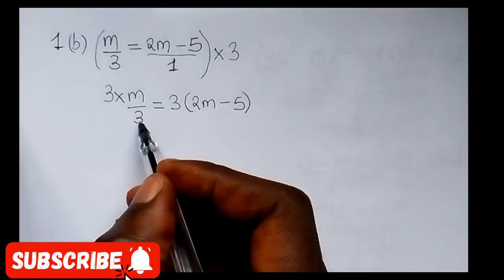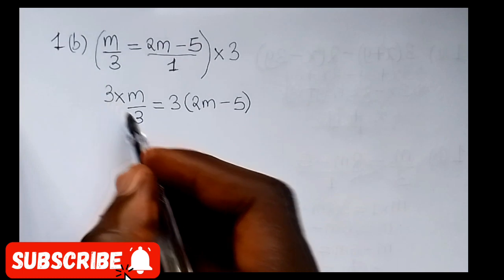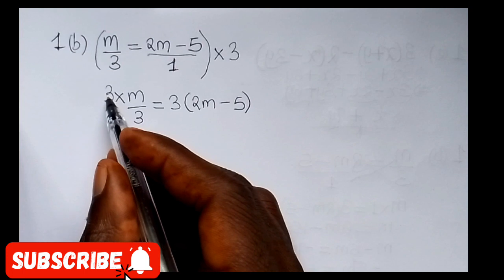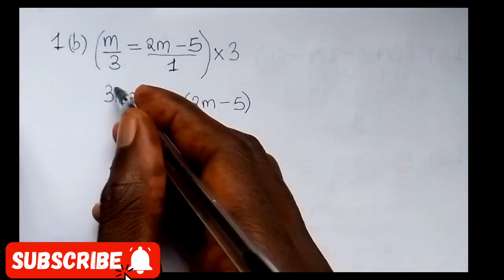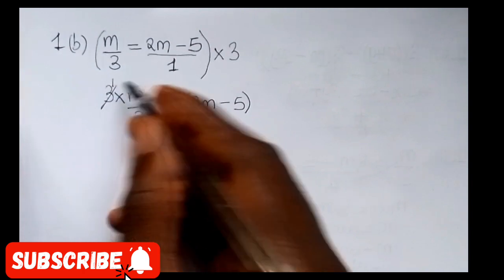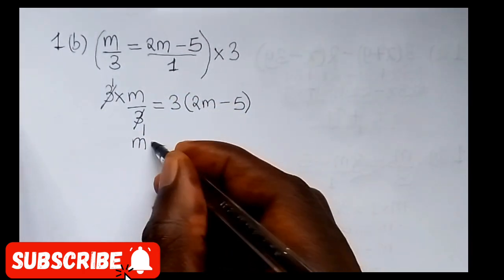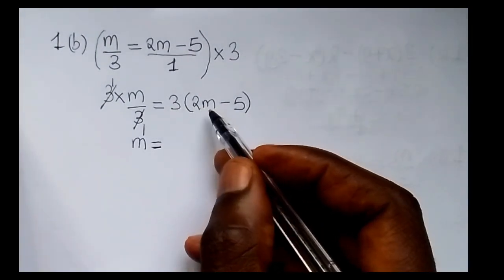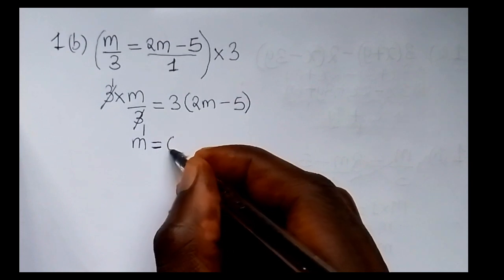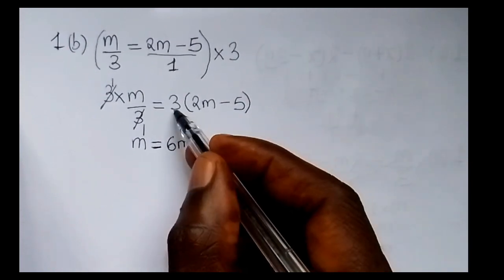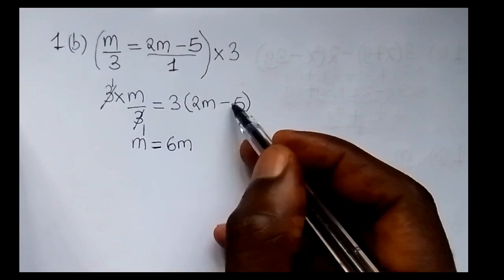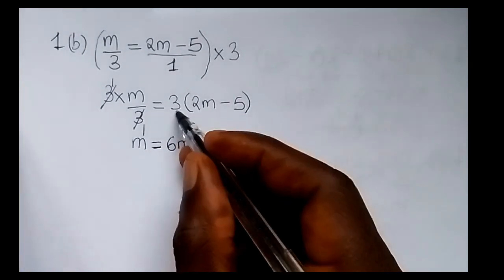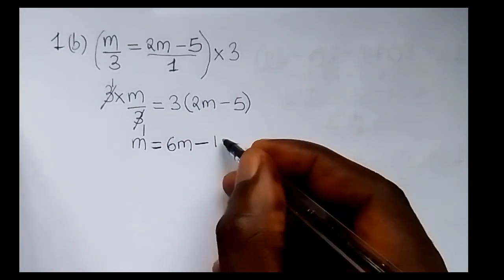So 3 into 3. With this multiplication that is here, it means we can simplify 3 and 3. So 3 into 3, 1. 3 into 3, 1. And 1 into 1, that's 1, times m. That just gives us m equal to 3 times 2m, so that just gives us 6m. And then positive 3 times negative 5. Positive times negative is negative, and 3 times 5 is 15.